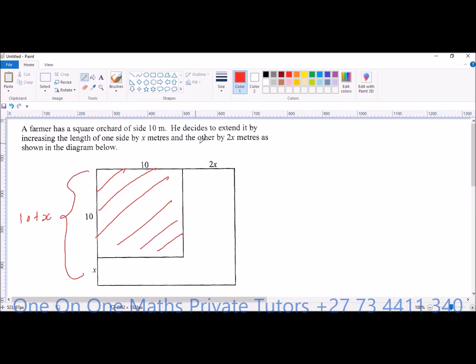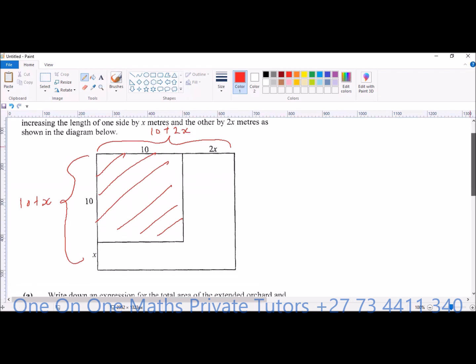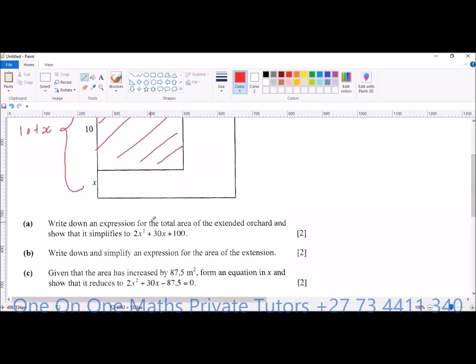Okay, and the other by 2x meters. So this one is the new other side, which is 10 plus 2x. Okay, as shown in the diagram below. Write down an expression for the total area of the extended orchard and show that it simplifies to 2x squared plus 30x plus 100.